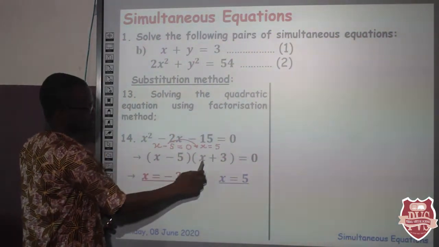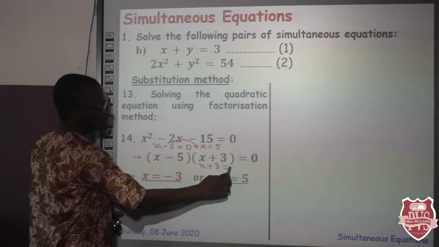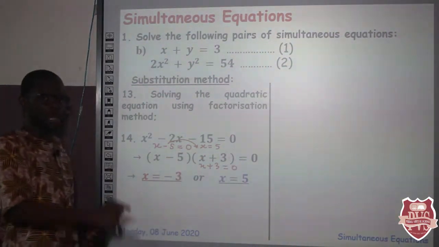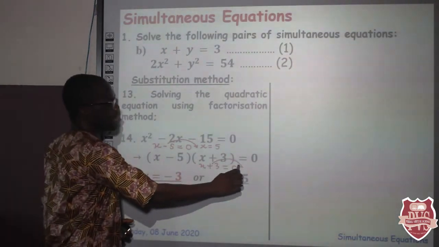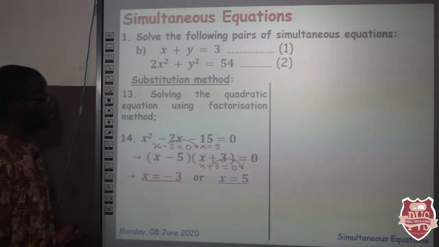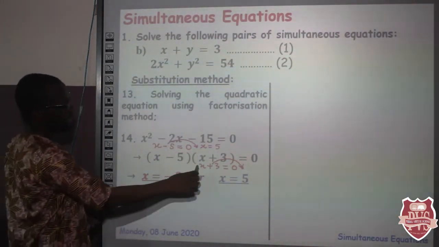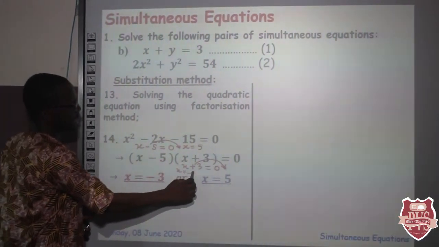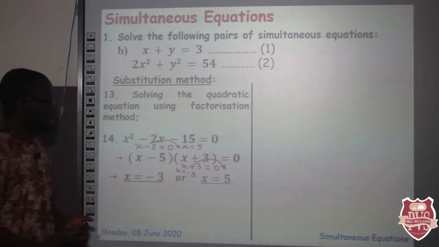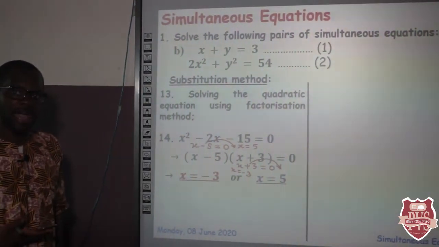And then when you take this as well, x plus 3 is equal to 0. Again, to get the value of x, you move the plus 3 to the right hand side. When you move it, the sign changes, it becomes minus. And so the value of x will be x is equal to negative 3, which is what we have here. And so these are the 2 values of x.